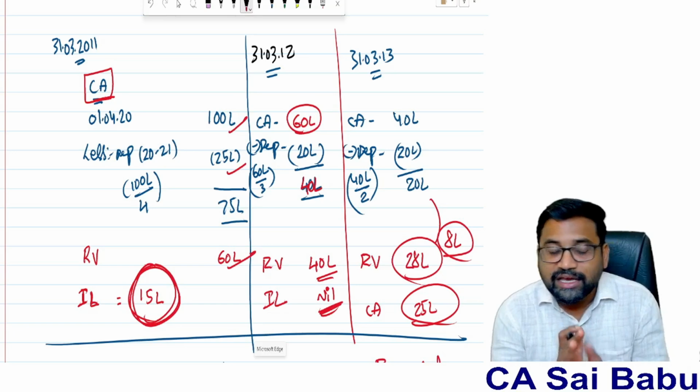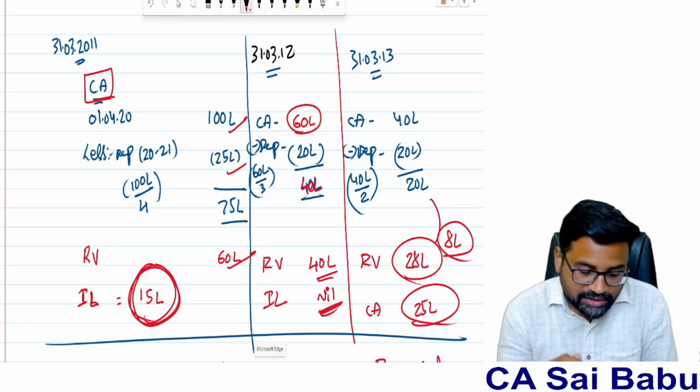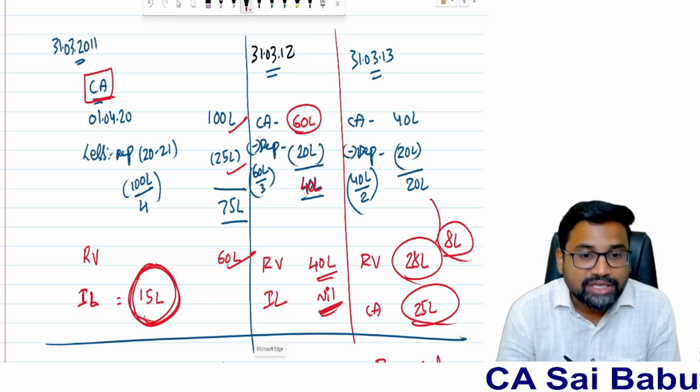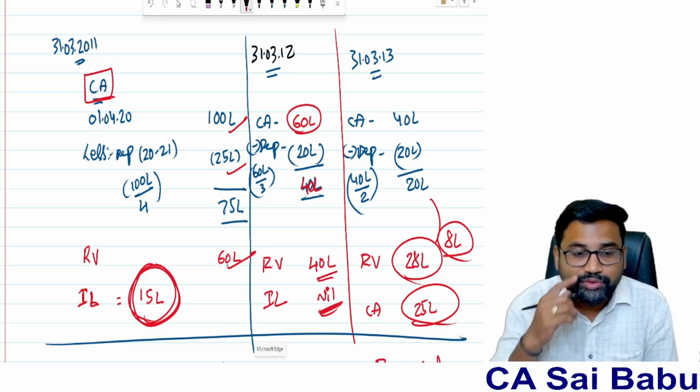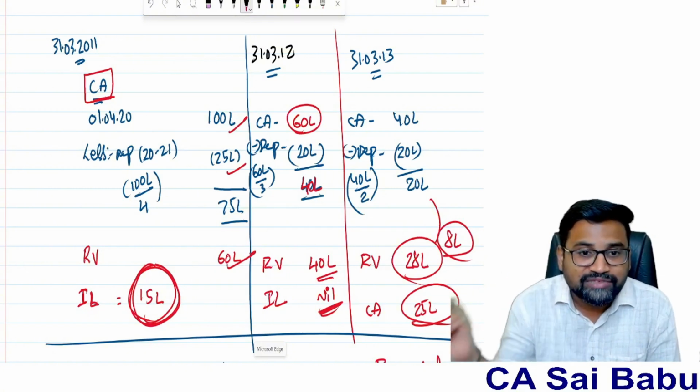Have you understood, sir? Most of the students are missing this here. See, first year, what is the impairment loss? 15. That means you need to reduce the asset value by 15 lakhs. That means your asset value is now 60 lakhs only. 75 minus 15, 60 lakhs. What is the entry here? Impairment loss account debit to asset. This impairment loss will be transferred to P&L.